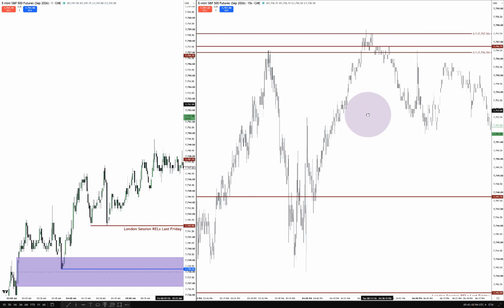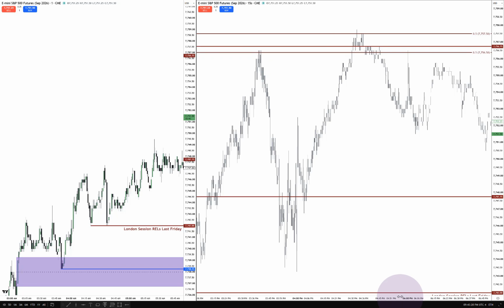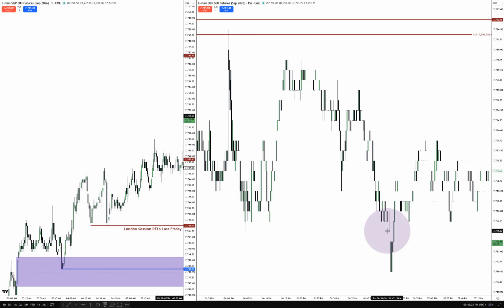And now it's real thin right now overnight, looking at a 15-second time frame.